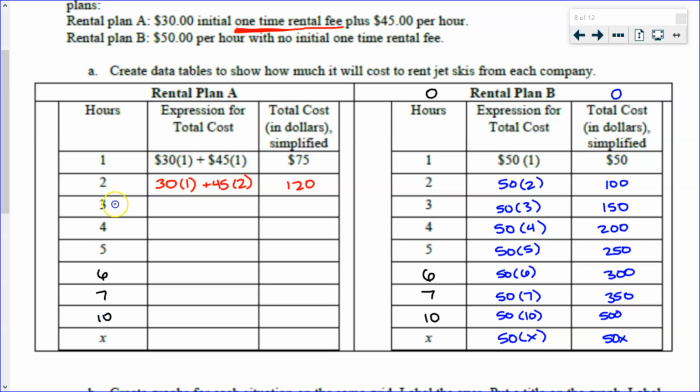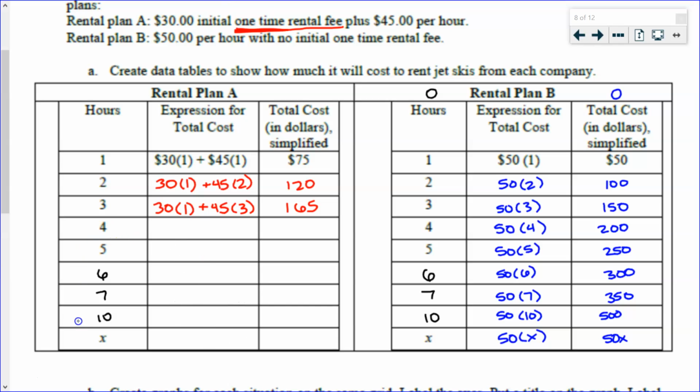Let's do one more together. 3 hours. We still have our $30 one-time fee, but now it's $45 times 3 hours. So this is going to be $165. Go ahead and work with your groups to complete the rest of that table.